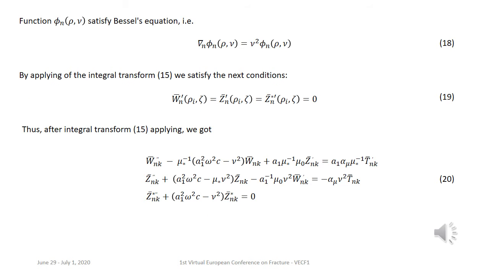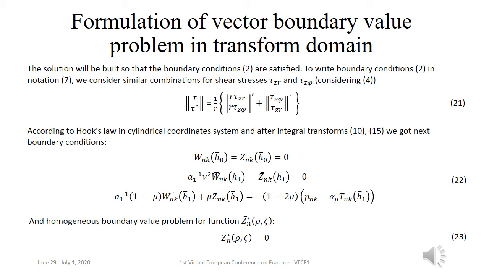Function phi n satisfies Bessel's equation, formula 18. By applying the integral transform 15, we satisfy the next boundary conditions, formula 19. Thus, after integral transform 15 is applied, we got the one-dimensional equation, formula 20. The solution of the obtained one-dimensional differential equations will be built so that the boundary conditions are also satisfied.